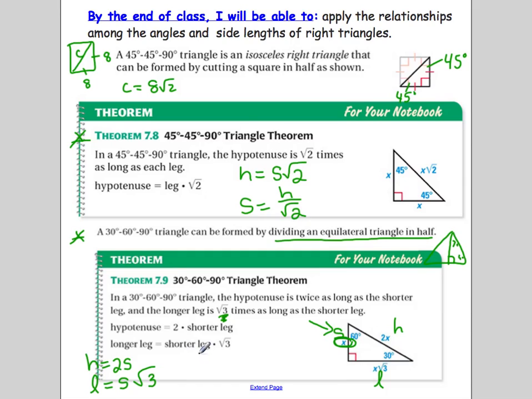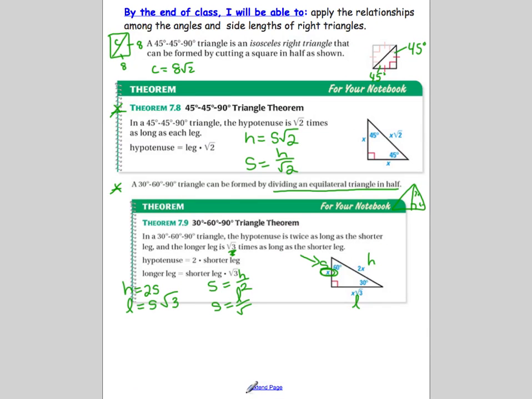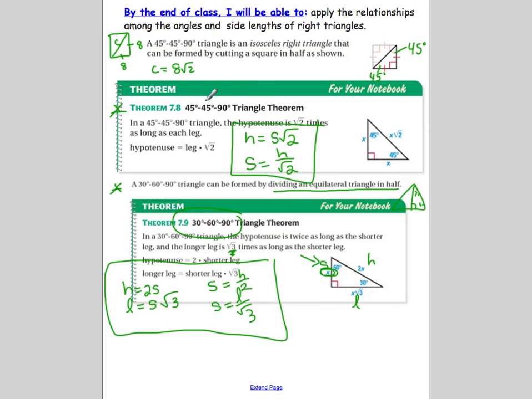Similarly, you can reverse these. If you want to find the short leg, and you have the hypotenuse, just take the hypotenuse and divide it by 2. If you have the long leg and want to find the short leg, we'll simply take the long leg and divide it by the square root of 3. So these four formulas help us with 30, 60, 90 triangles. These two formulas help us with 45, 45, 90s.